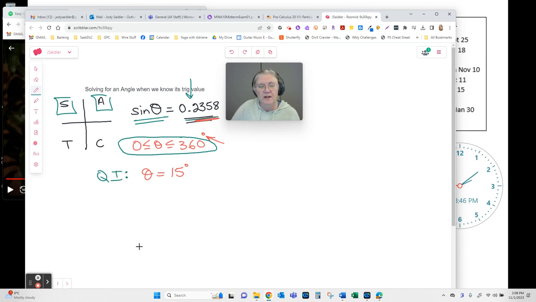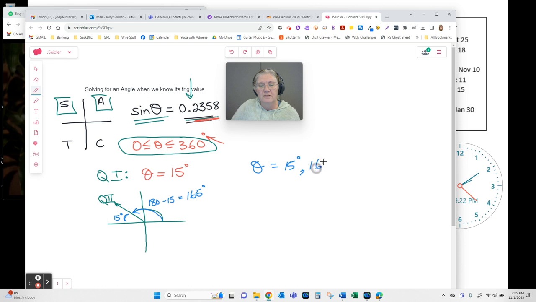I have my quadrant one answer. How do I find my quadrant two answer? Well, my quadrant two answer, which is over here, is the angle in standard position. So I rotate around and find my terminal arm. And I know that it has a reference angle right down here that is 15 degrees. So I can see that this angle right here will be 180 minus 15, in other words, 165 degrees. There's my second answer. So theta could be 15 degrees or 165 degrees.